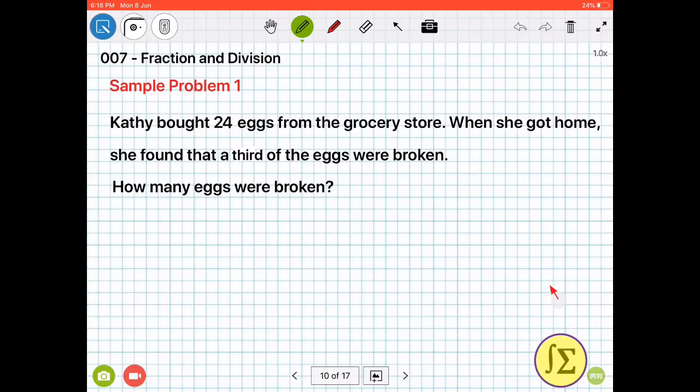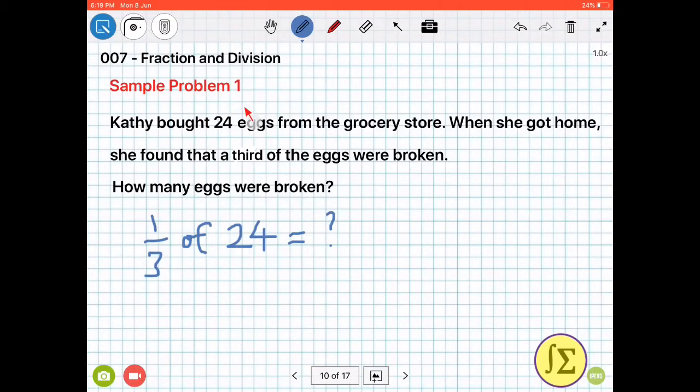Alright, so let us look at a sample problem. Sample problem number 1. Kathy bought 24 eggs from the grocery store. When she got home, she found that a third of the eggs were broken. How many eggs were broken? Okay, so we have the fraction here, a third. So that's 1 over 3 of, do we know the total? Yes, the total is 24 eggs. So that's 24. So we do not know the answer.